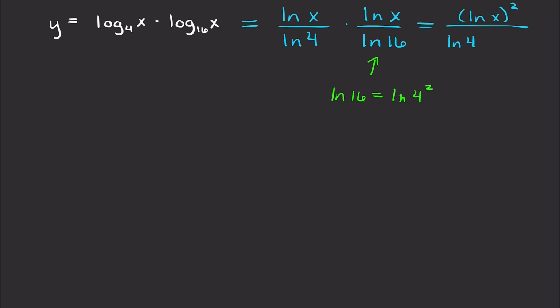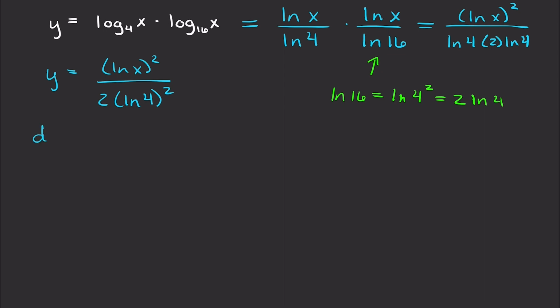Because then I can use the properties of logs to bring this 2 down and write this as 2 ln of 4. Okay, so now I have 2 times the ln of 4. So now my y equals natural log of x squared all over 2 times the natural log of 4 squared. Okay, so I can bring those together. Now if I take my derivative, I get 1 over 2 times natural log of 4 squared out front, since that's just a number.